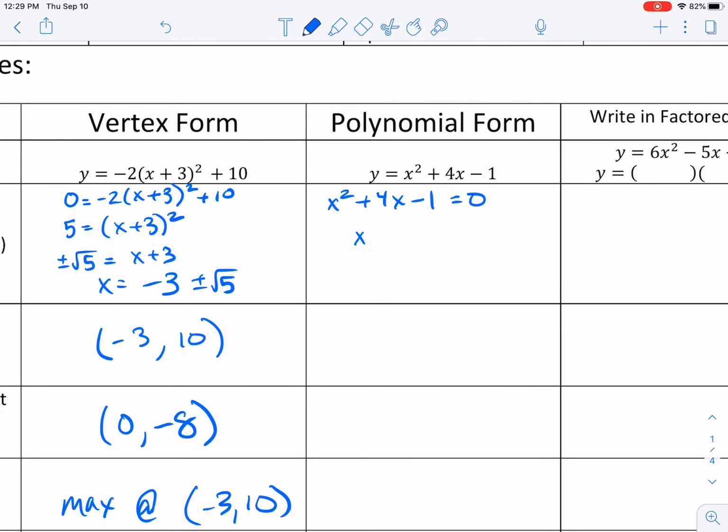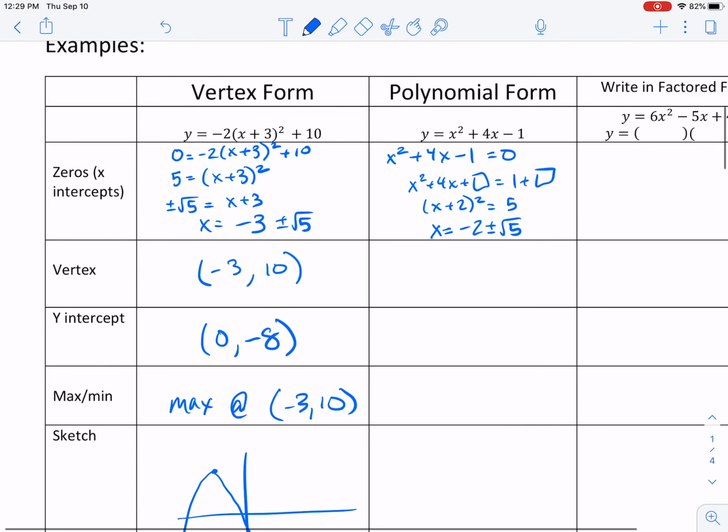This becomes x squared plus 4x plus a box equals 1 plus a box. And then I have x plus 2, and 2 squared goes in my box. That's 4. 1 plus 4 is a 5 over there. And I get x is equal to -2 plus or minus √5.